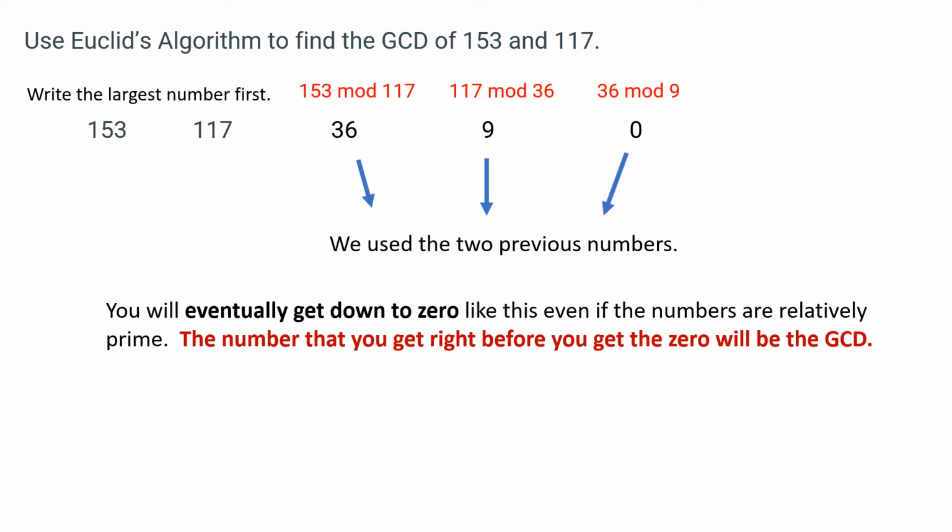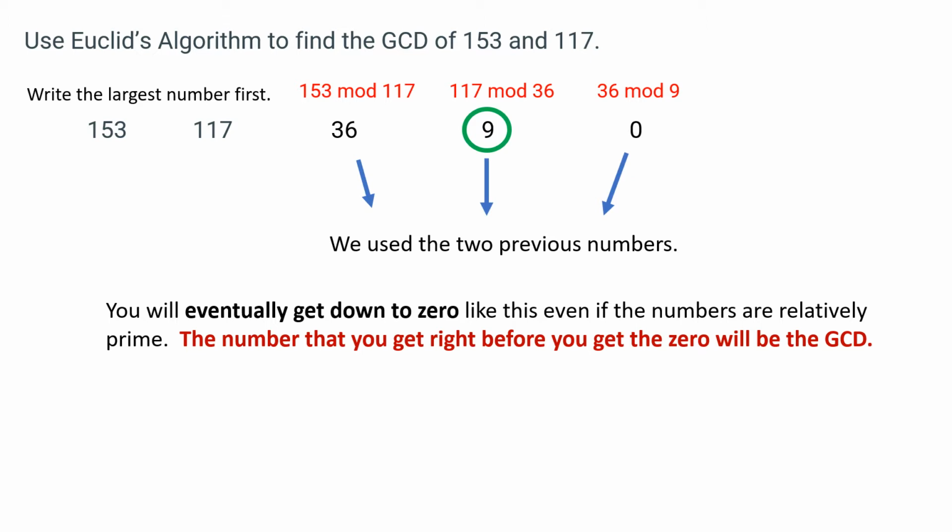So what you need to know when you do this, we don't really have to pay attention to what's X and what's Y as we're going through this here, but the number that you get right before you get the 0 will be the GCD. So the 9 is then the GCD of those two original numbers.